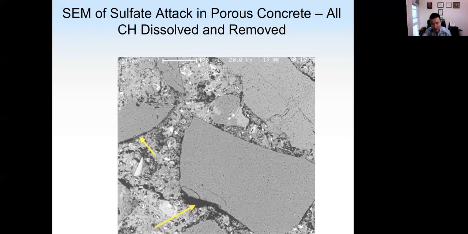So here is SEM of sulfate attack in porous concrete. Okay. All calcium hydroxide is dissolved and removed. Okay. So calcium hydroxide tends to deposit in the ITZ, which is the boundary between aggregate and cement paste. If the pH level is lower than 12.4, calcium hydroxide will be dissolved, leached out. So leave the empty space. Remember, the black color in scanning electron microscope is the empty space, it's the voids. Okay, so we can see clearly in the ITZ we have a lot of voids. That is because calcium hydroxide is leached out.